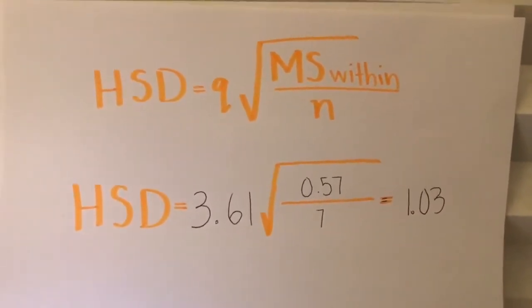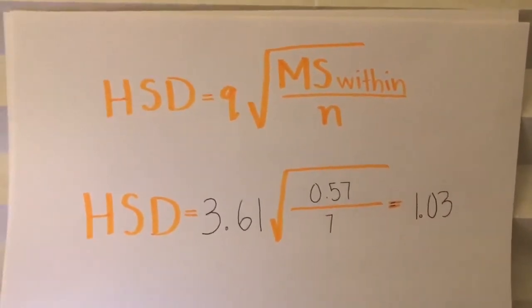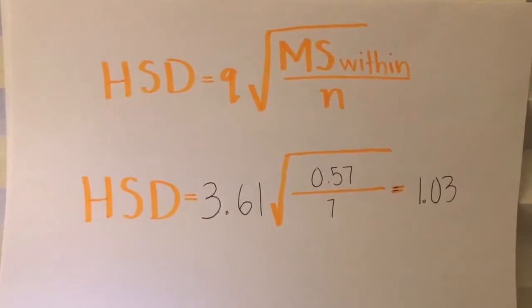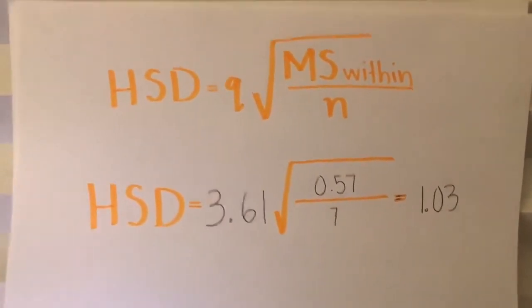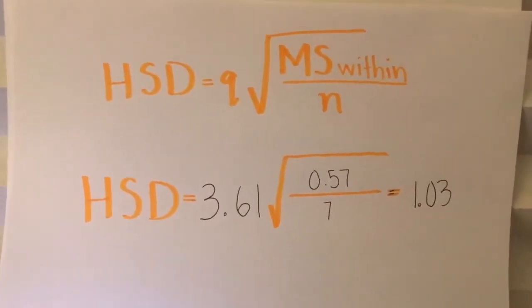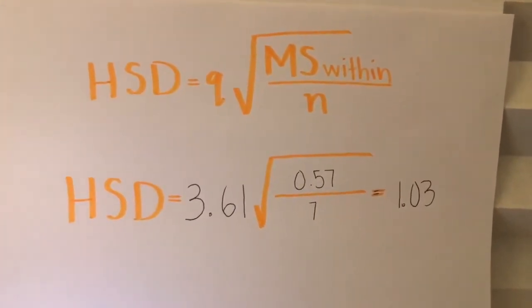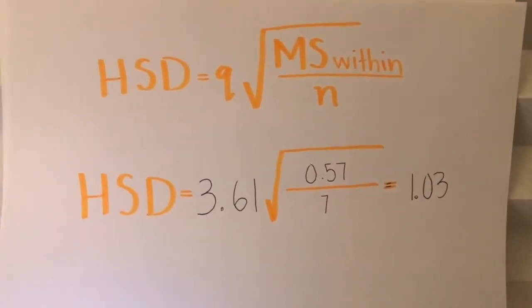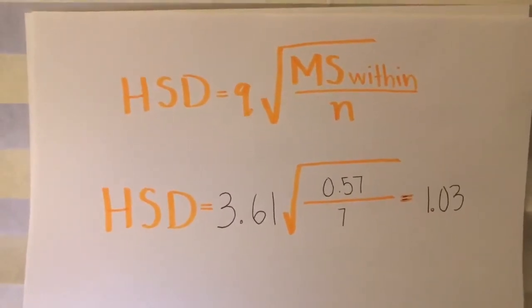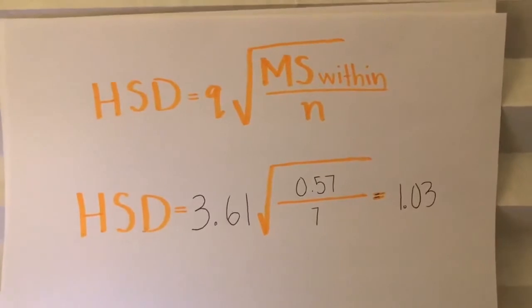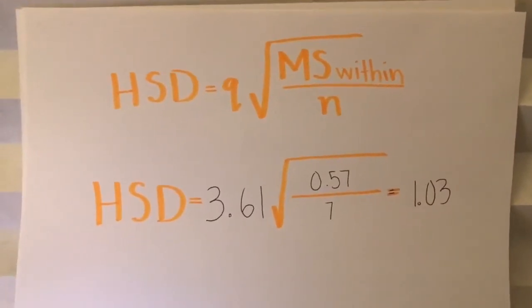We found Q to be valued at 3.61. We put that into the equation to find our HSD. MS within, 0.57, over 7, the population. Square root that, and we got 1.03. 1.03 serves as the measure of how far the individual groups can be apart in order for them to be considered different.